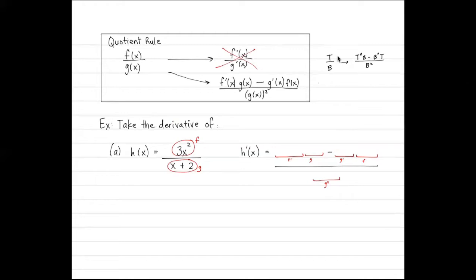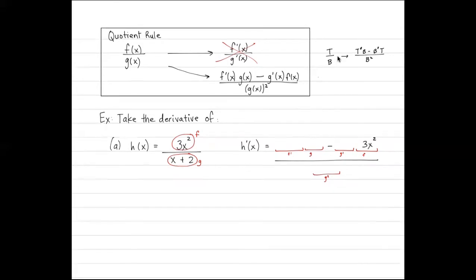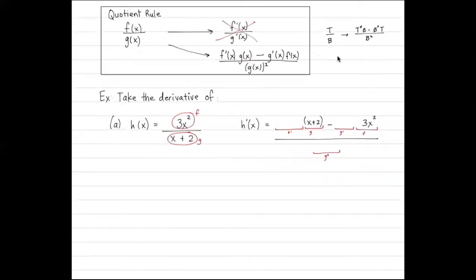But other people have the rule of, how do they sing it? Low d high minus high d low over low squared, I guess. So if that's how you like to do it, that's fine. Either way, find some way to memorize this rule, but we have to figure out how to use it here. So we're filling in the blanks. I'm going to plug in f, that was the 3x squared, and I'm going to plug in g, that was x plus 2. And then I could fill in the bottom squared. That's just going to be x plus 2 squared.